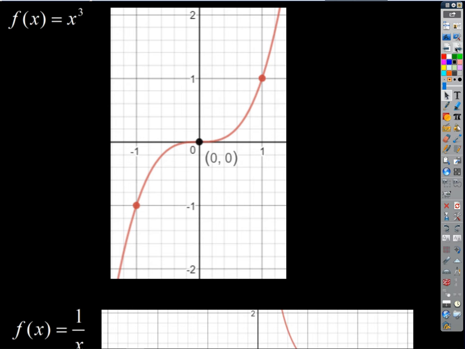Yeah, what's going on there? Can I make a fold in the paper to draw the right half and create the left half? I can't fold it, but I could rotate, couldn't I?